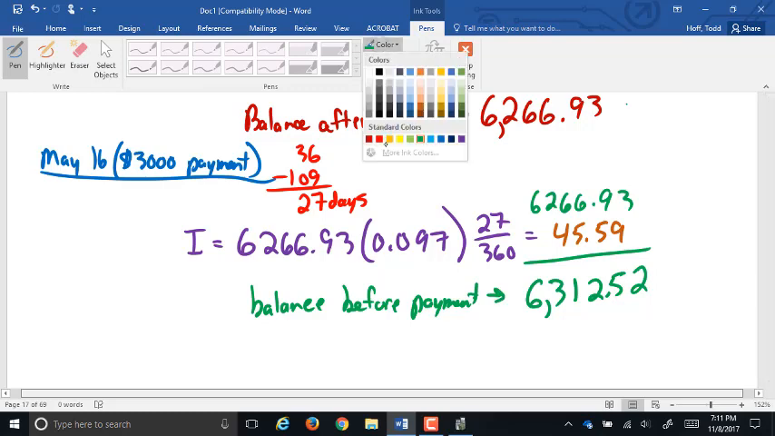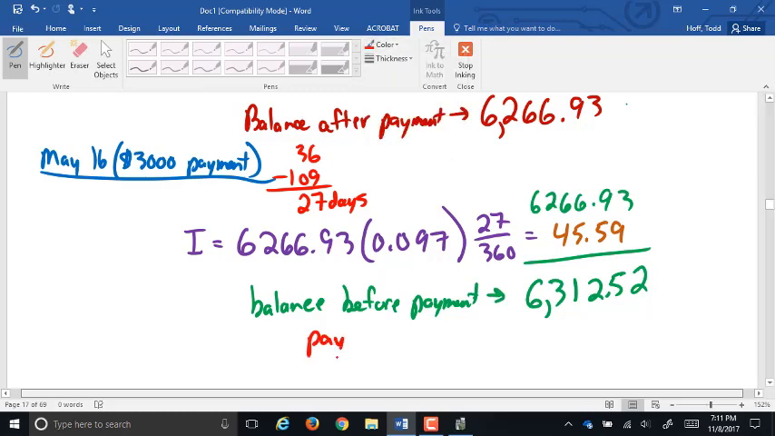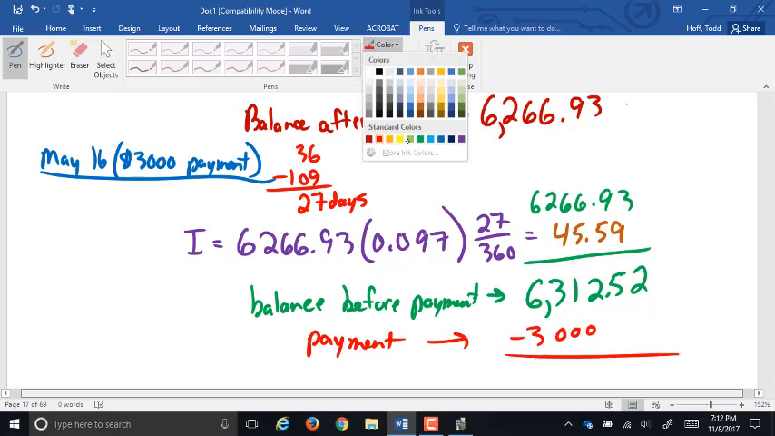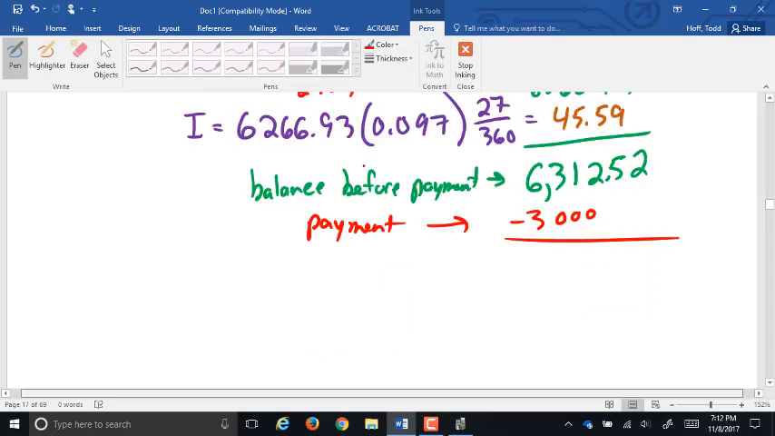Then we're going to make the payment of 3,000, which gives us $3,312.52 is our balance after the payment.